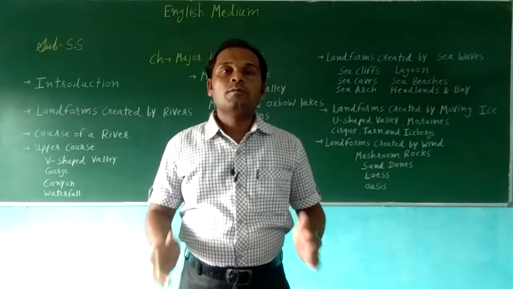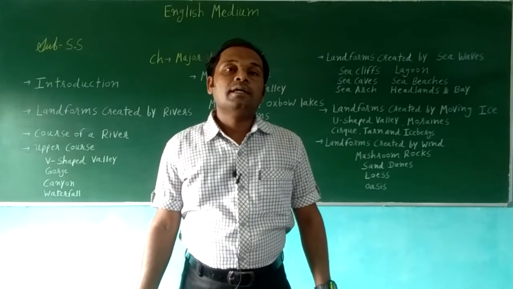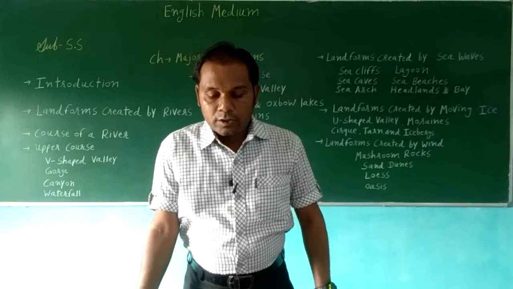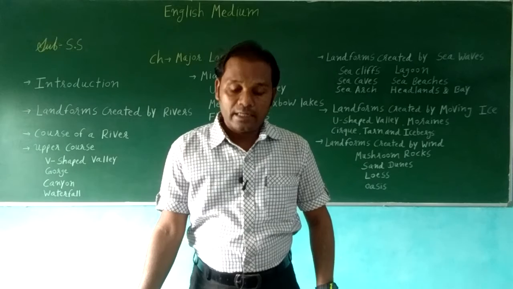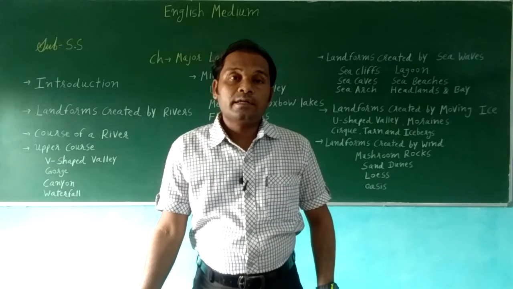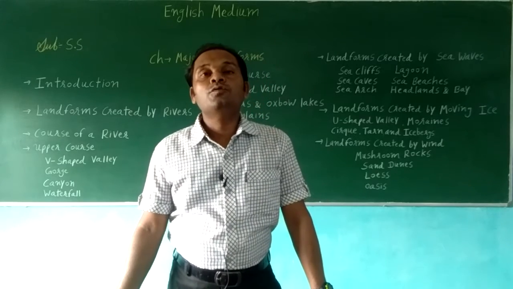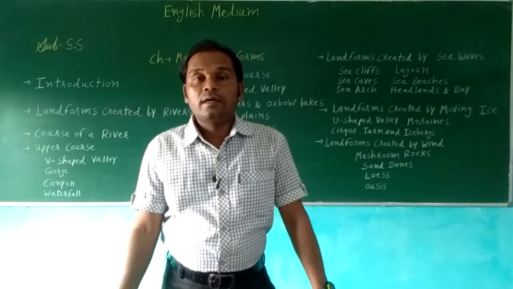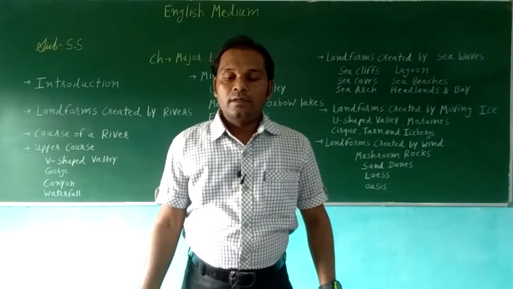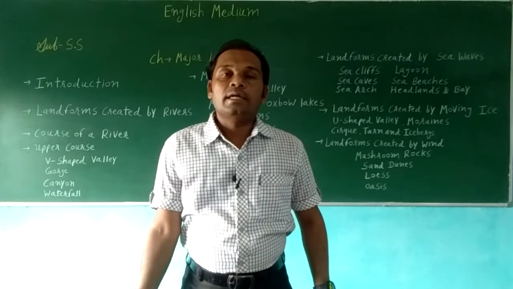The water flows from the U shape, and the base of the valley takes the shape of the letter U. That is called a U-shaped valley, and it erodes and widens. Then meanders, and then oxbow lakes.